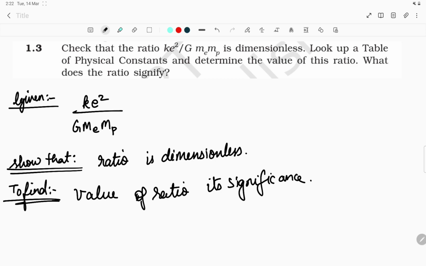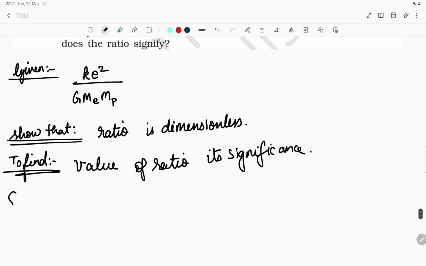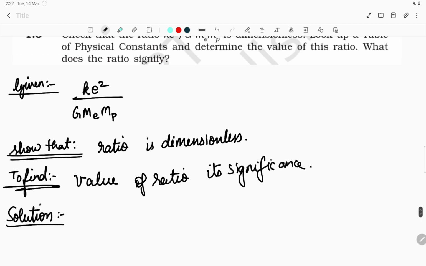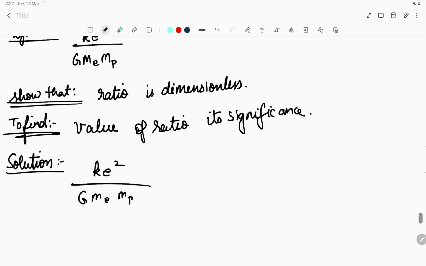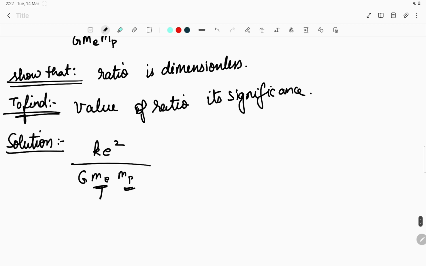So what can we do here? There is no formula here, we will directly dive into the solution. The numerator and the denominator look similar to us. What is the similarity here? You can see that there is ke² divided by GmEmP. Now, what are mE and mP? This represents the mass of the electron, and this represents the mass of the proton.